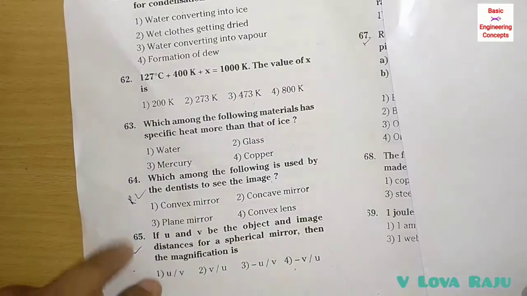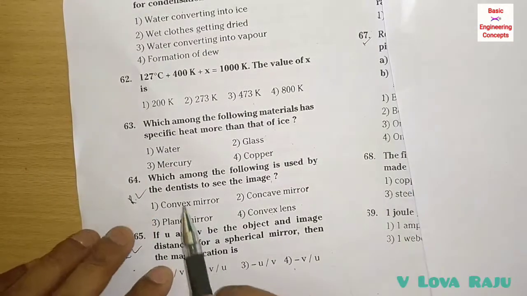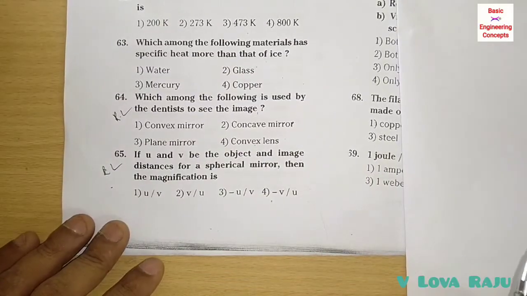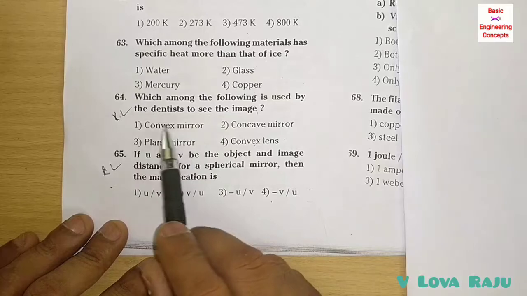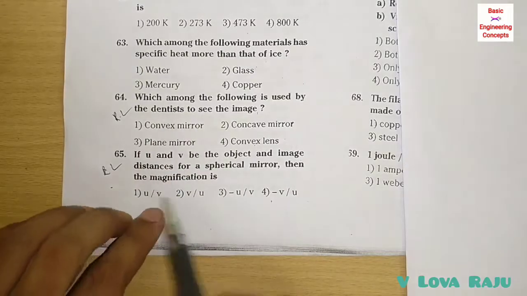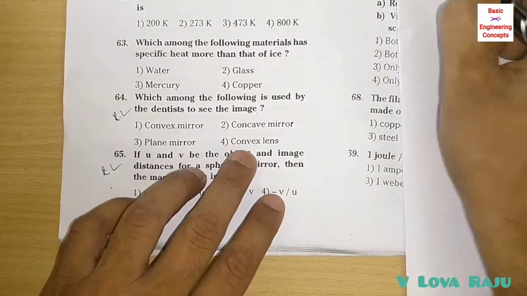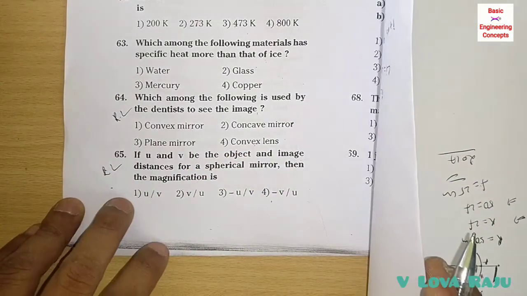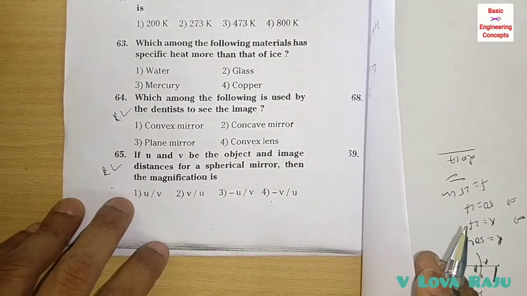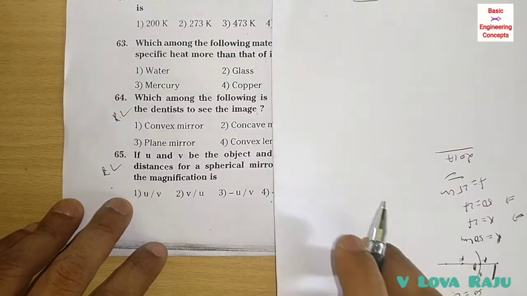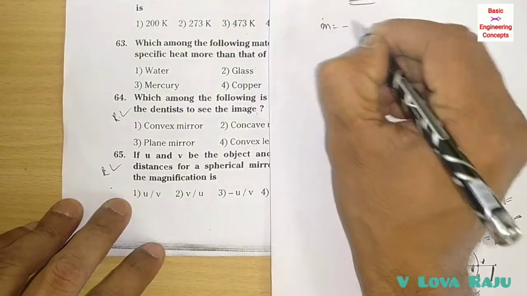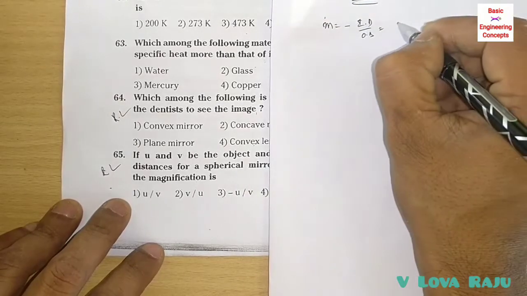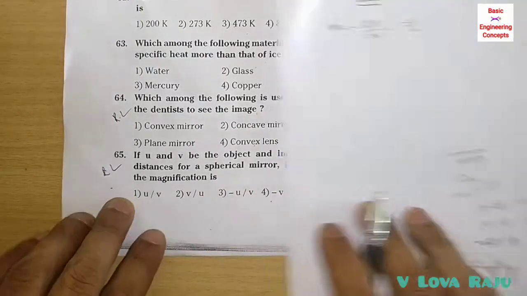Okay. Now in 2017, from reflection of light, which among the following is used by a dentist to see the image? That is a concave mirror. Option number 2. If u and v are the object and image distances for a spherical mirror, then magnification is equal to the negative sign of image distance by object distance, that is minus v by u.